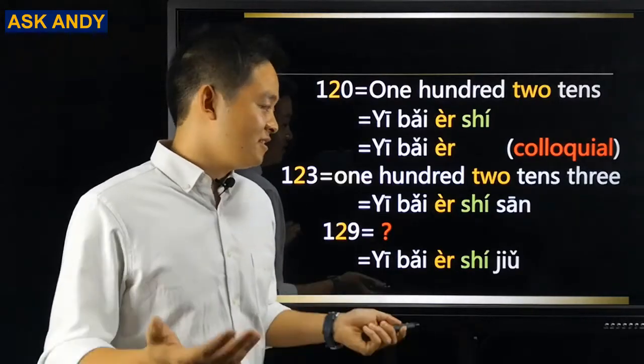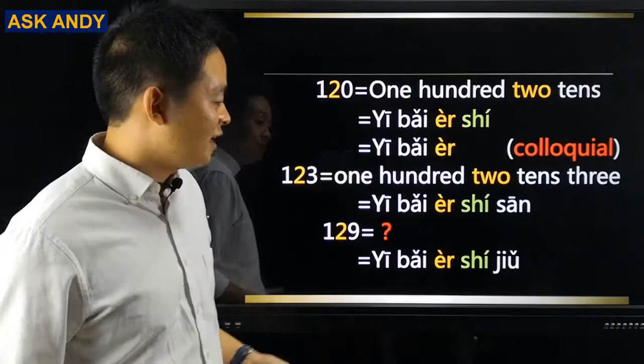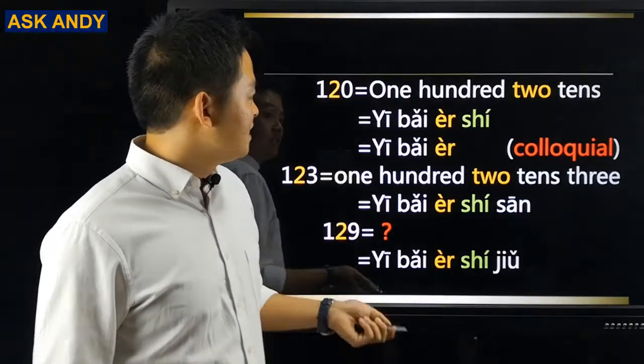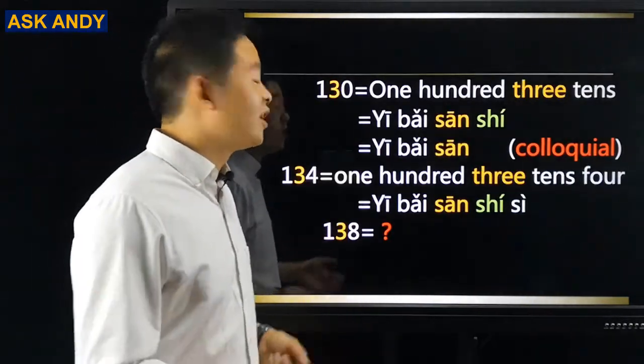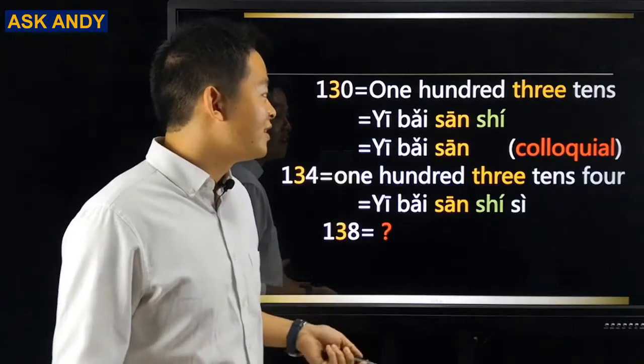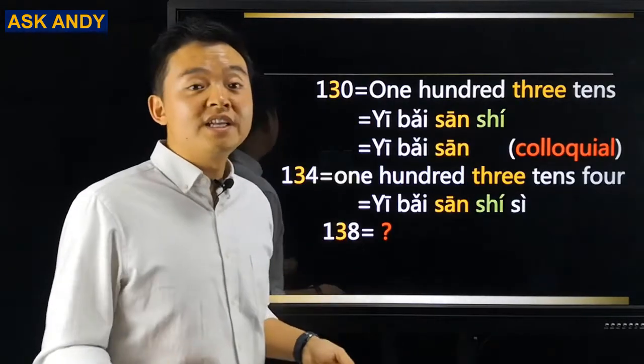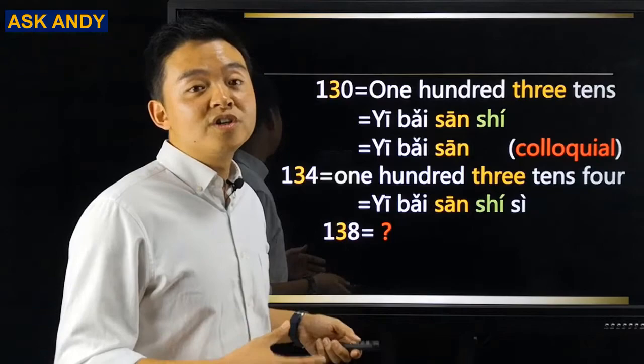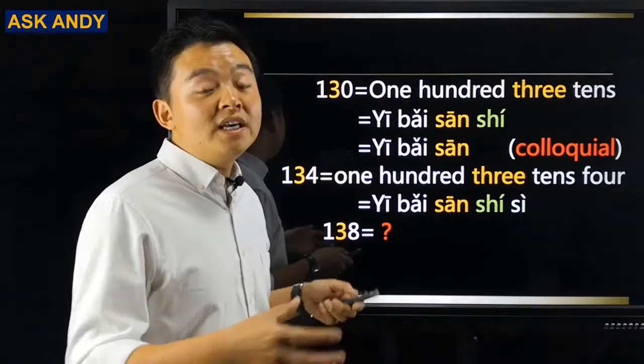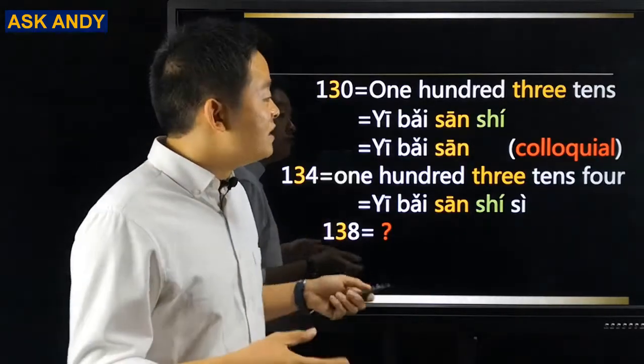129. That's it. It's not that complicated, right? Actually, it's easy. Let's move on. So 130, the same. Think about it. So 130, we're going to read it as 103 tenths. When it is by itself, we can omit the 10.